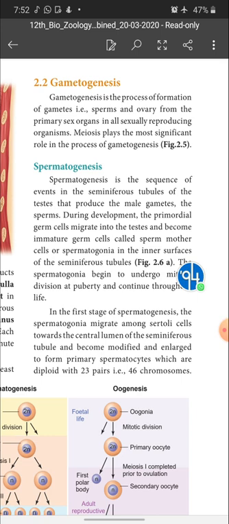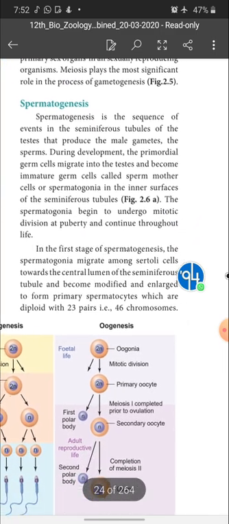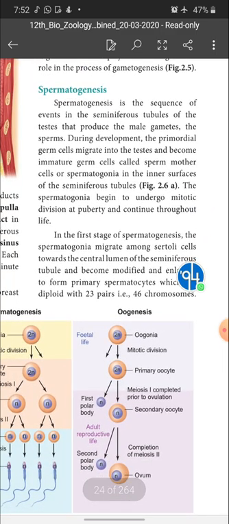During development, the primordial germ cells migrate into the testis and become immature germ cells called sperm mother cells or spermatogonia in the inner surface of the seminiferous tubule. The spermatogonia begin to undergo mitotic division at puberty and continue throughout life.